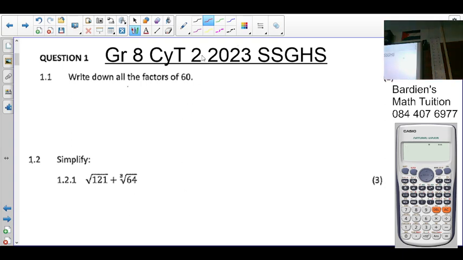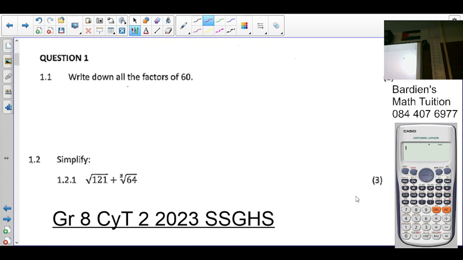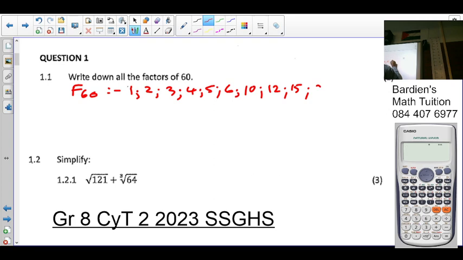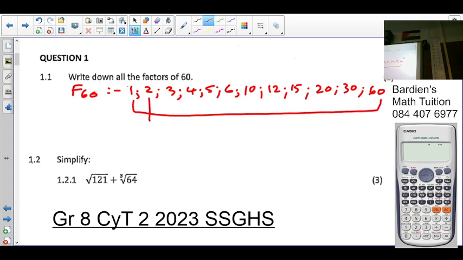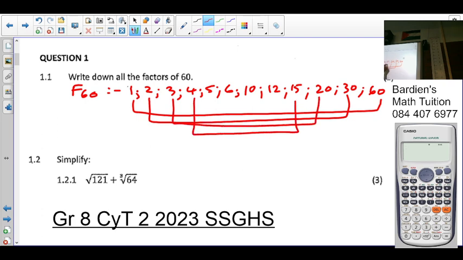Okay, so the first question says, write down all the factors of 60. So factors are numbers that can be divided into 60 without a remainder, not so. So it's 1, 2, 3, 4, 5, 6, not 7, not 8, not 9, 10, 12, 15, 20, 30, 60. And we test if we have all the factors. 1 times 60 is 60, 2 times 30 is 60, 3 times 20 is 60, 4 times 15 is 60.